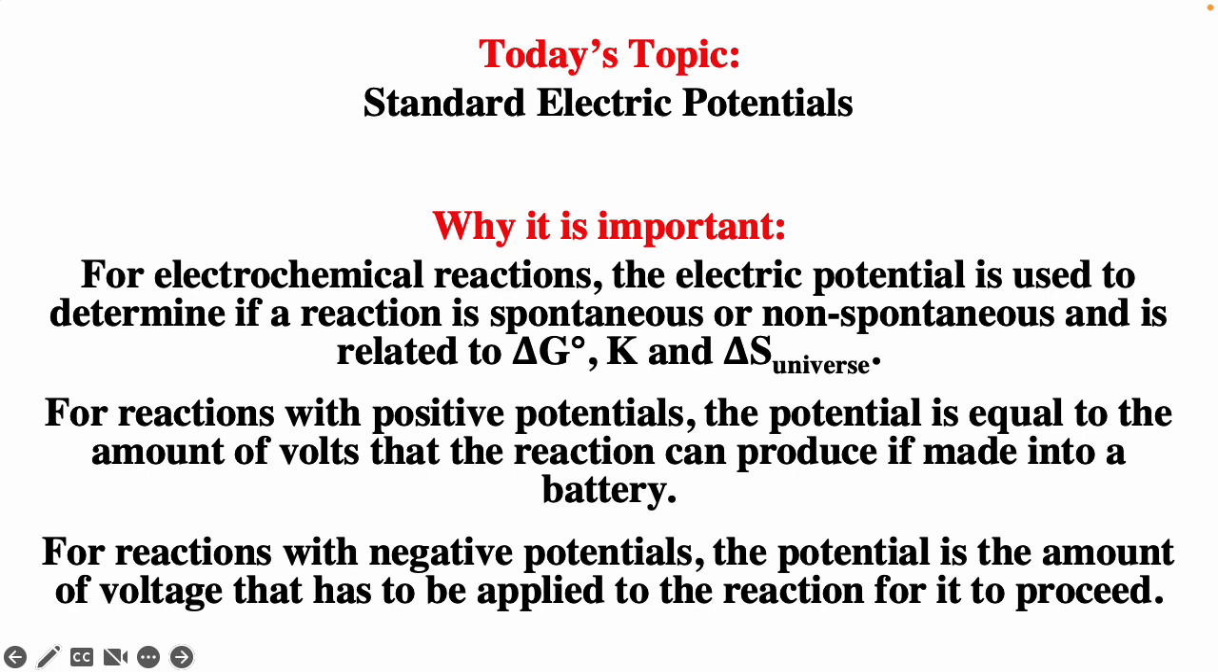For reactions with positive potentials, the potential is equal to the amount of volts that the reaction can produce if made into a battery. If the reaction has a negative potential, then the potential is equal to the voltage that has to be applied for the reaction to actually proceed.